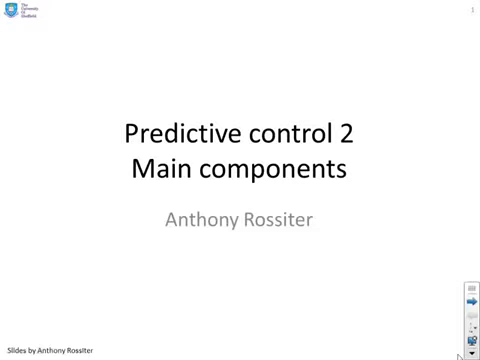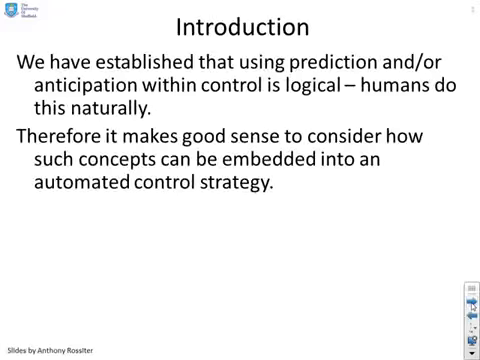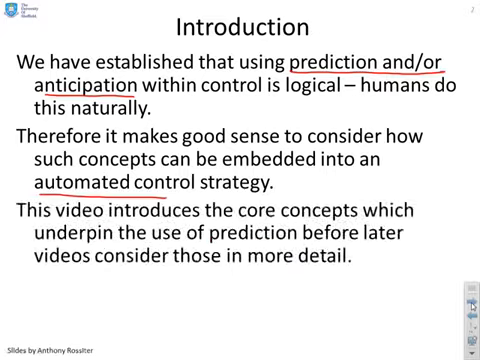The second video looks at the main components of predictive control. So we've established in the first video that using prediction, or anticipation if you prefer, within control design is logical and something that humans do naturally. And therefore it makes good sense to consider how we can take this concept and embed it into an automated control strategy. So this video is going to look at the core concepts which underpin the use of prediction in control design, and later videos will gradually consider each of these concepts in more detail.